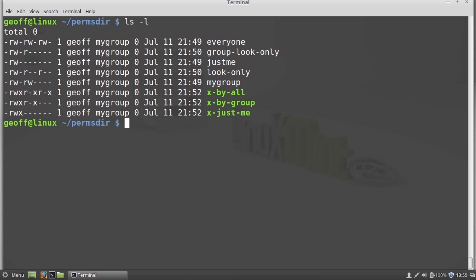And then finally, the X just me. All these names obviously give some clue as to what the permissions are, but X just me, I'm the only one who can do anything with it. I can read, write, and execute, but nothing else. That's our introduction to permissions on files. Remember, it's the three groups for the user, the group, and everyone else, and the three permissions, read, write, and execute, and all the various combinations that those can do.